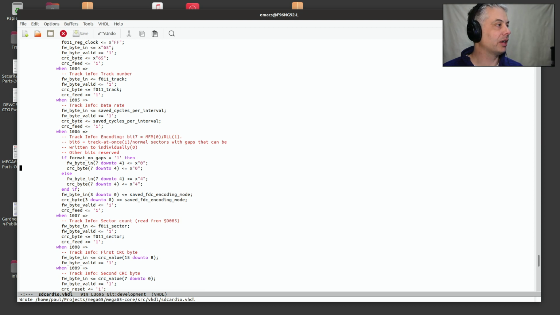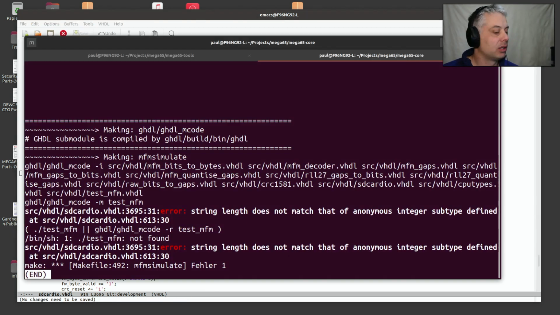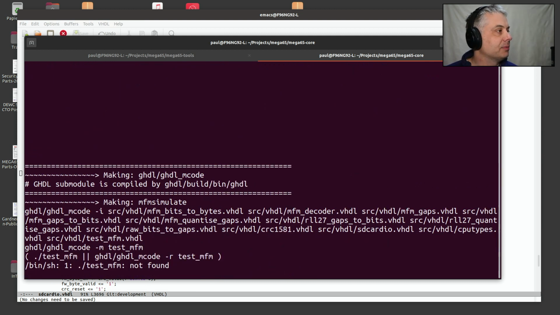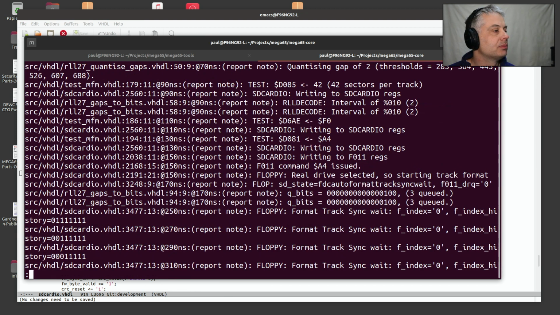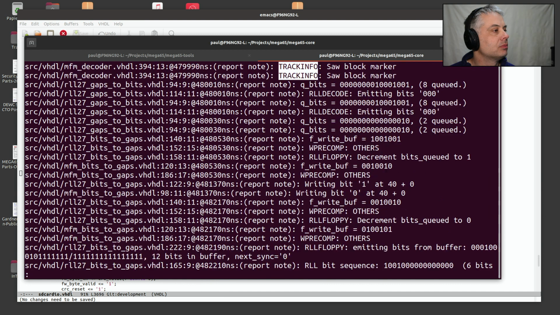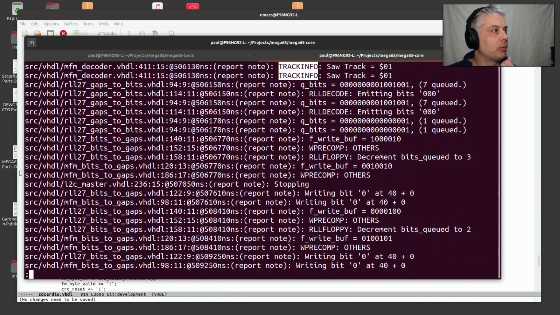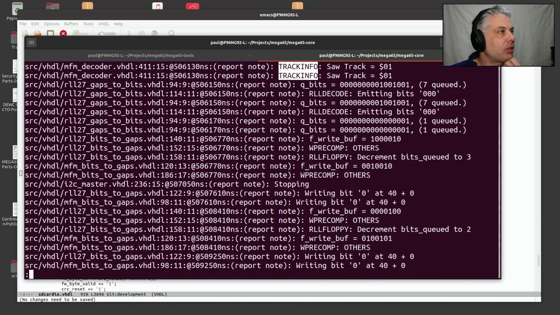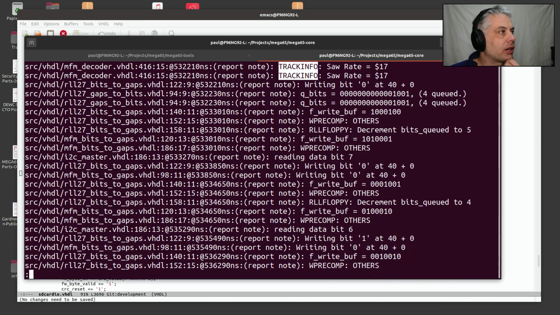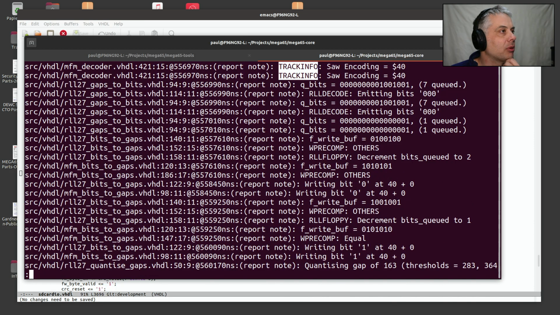Set only the high nibble because we're only providing 4 bits. Okay, let's try that again. Okay, so it saw the block marker. It sees that it's track. Why are we still getting track 1 written in there? Because we've written 0 into the track number. We'll revisit that in a moment.